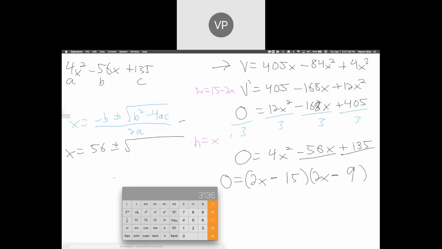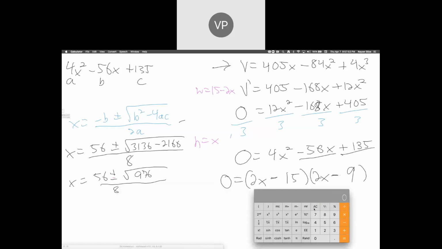56 squared gives me 3,136 minus 4 times A times C. So I'm going to take that 4 times the A, which is also 4, times the C, which is 135, and I get 2160 inside. All of that is going to be over 2 times 4, which is an 8. Okay, so we're going to take that 3136, subtract off the 2160, and we get 976. Notice I keep putting that 8 on the bottom. Don't neglect that. Now sometimes we'll see 976 is a perfect square, and it's not.